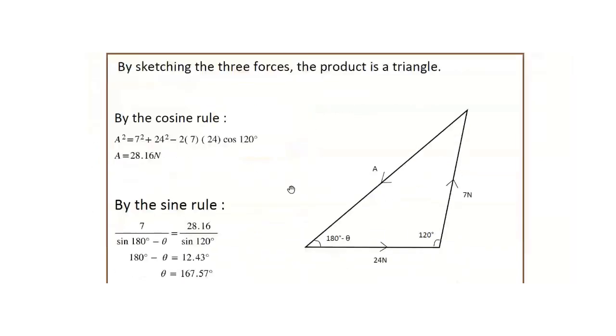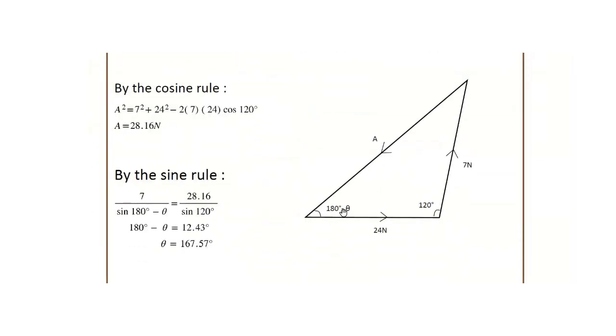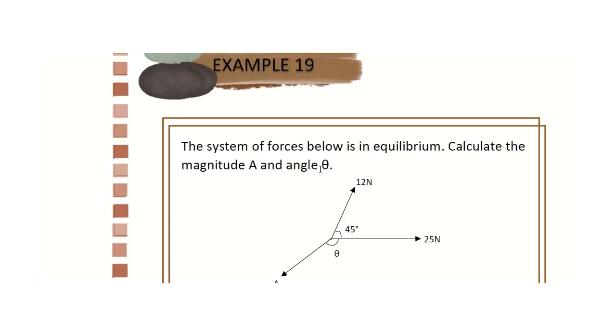And then we want to find angle theta. For angle theta here, we can use the sine rule. 7 over sine (180 minus theta) equals 28.16 over sine 120, and then we get theta equal to 167.57 degrees.